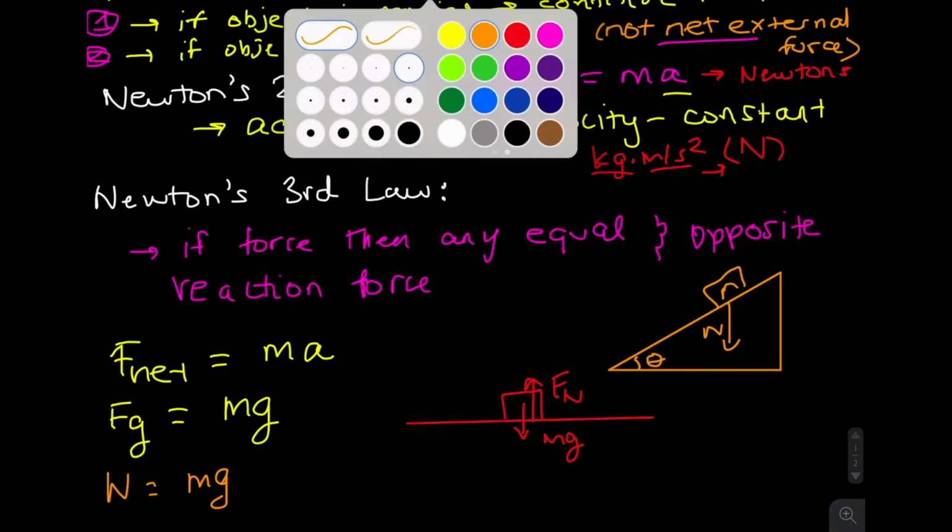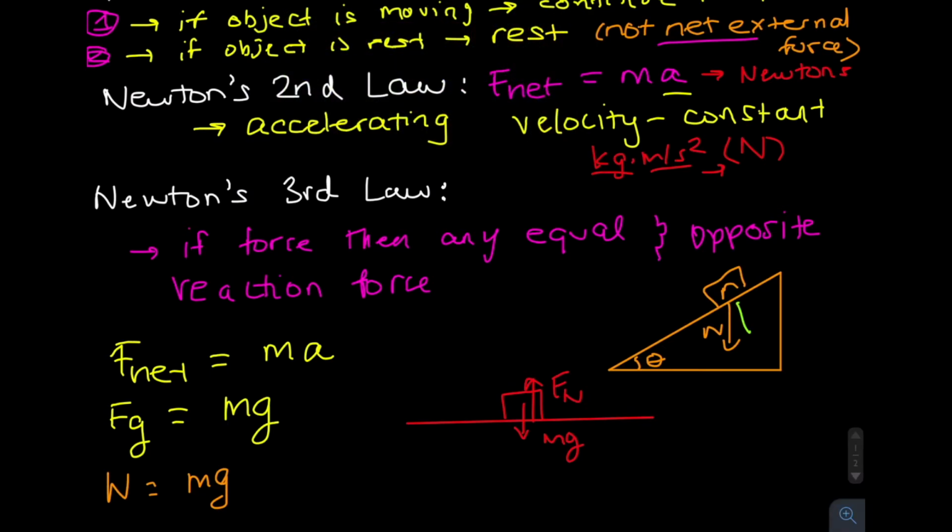If you wanted to find this, you could split your weight into two vector components, and this is when vectors are really going to matter. So here, this is like your y component and your x component. You could think of it that way.